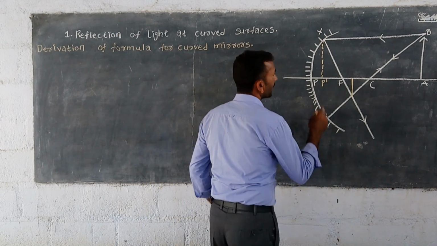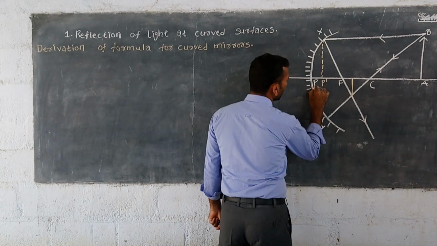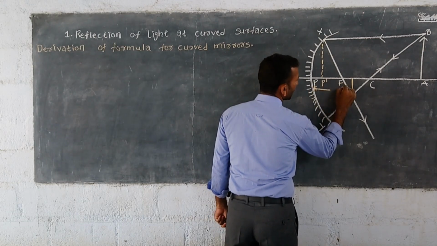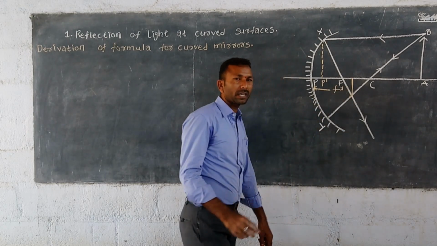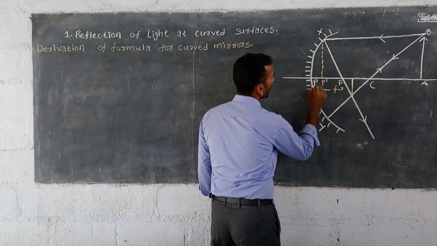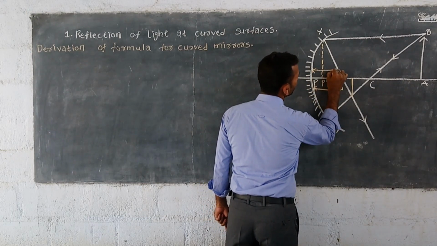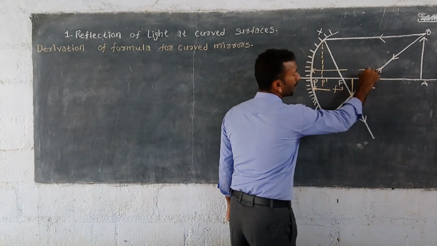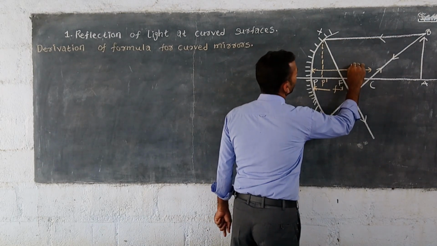And we are indicating some terms here. The distance between the pole of the mirror and the focal point is called the focal length, small f. And the distance from the pole of the mirror to the center of curvature is called the radius of curvature.